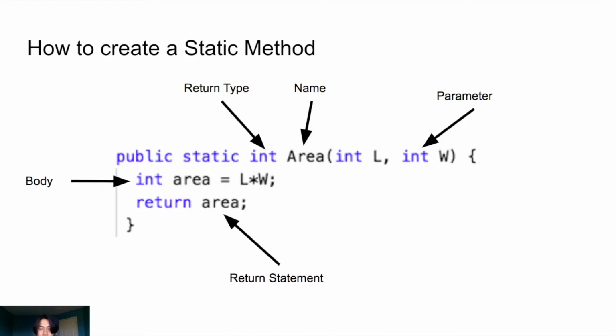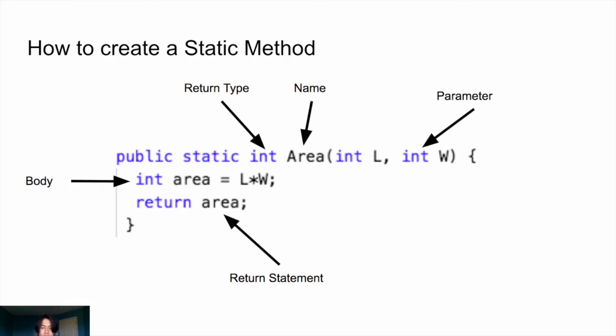After that you put the name of your method, and after the name you put your parameters if you want any. To do that you type the type of the variable and then the variable name. In this case I have int L and int W, which I'll be using to find the area. If you have multiple parameters, they don't have to be the same type. One can be int, the other double, or one can be String, the other int. Just keep that in mind.